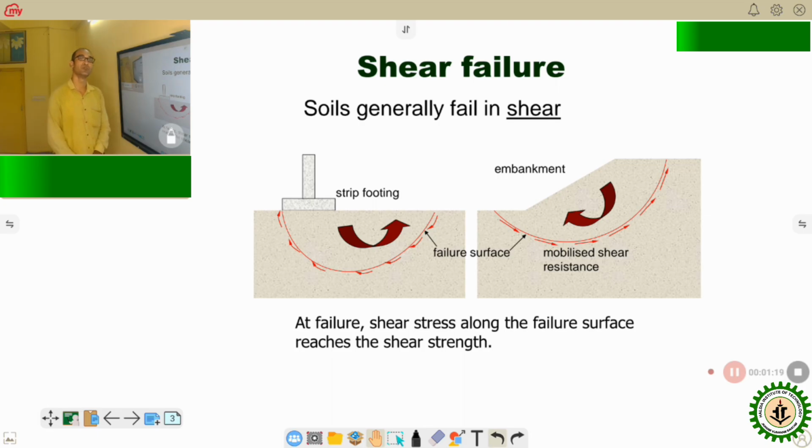Basically, the shear strength is the resistance of a soil under loading: how much maximum strain a soil can resist under the loading. It may be dynamic loading, or it may be static loading.